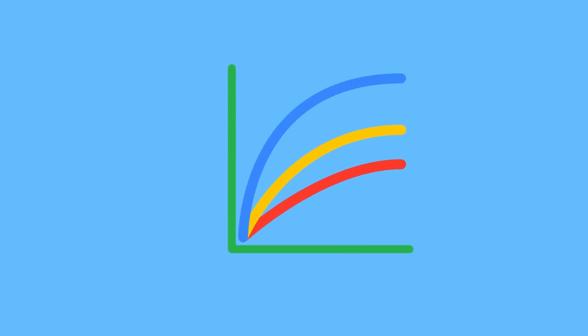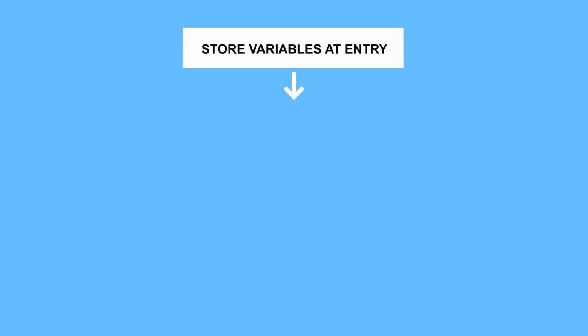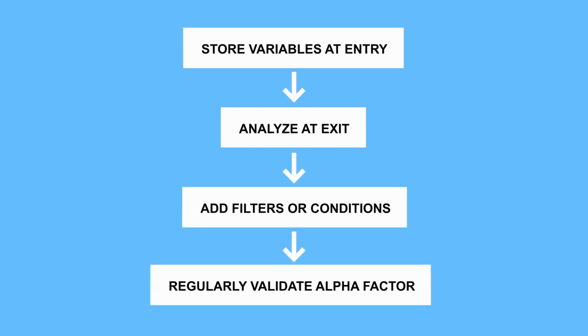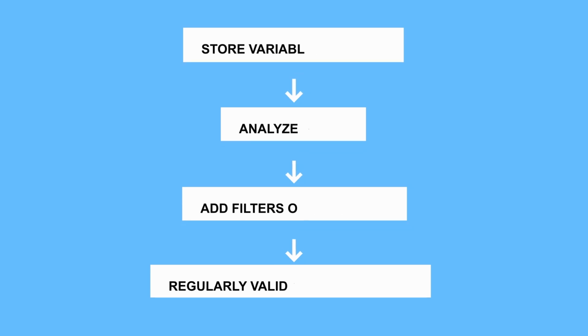Finally, it's important to consider alpha decay, the rate at which a predictive signal loses its effectiveness over time. As strategies become more widely used, their edge often reduces. If the initial vega-gamma margin ratio loses its predictive power over time, this could be an indication of alpha decay. Regularly testing the robustness of an alpha factor across different time periods, performing out-of-sample testing, and validating it under different market conditions helps ensure its continued validity.